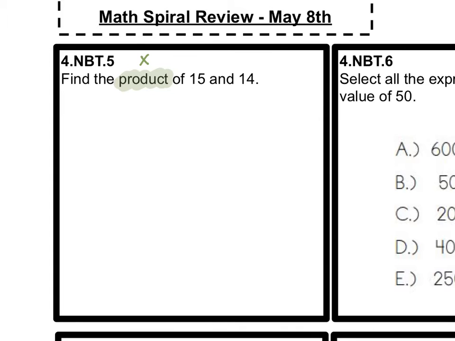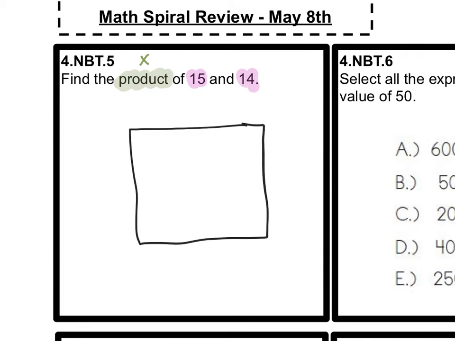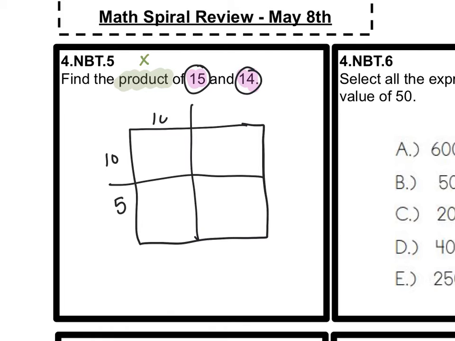Because I see that the two numbers that I have to multiply together are double digit by double digit, I'm going to go ahead and make my box for this, because we have not learned the standard algorithm yet. So I'm going to go ahead and make these boxes. I'm going to pull apart the 15 into 10 and 5, and I'm going to pull apart this 14 into 10 and 4. So now all I have to do is multiply the boxes together.